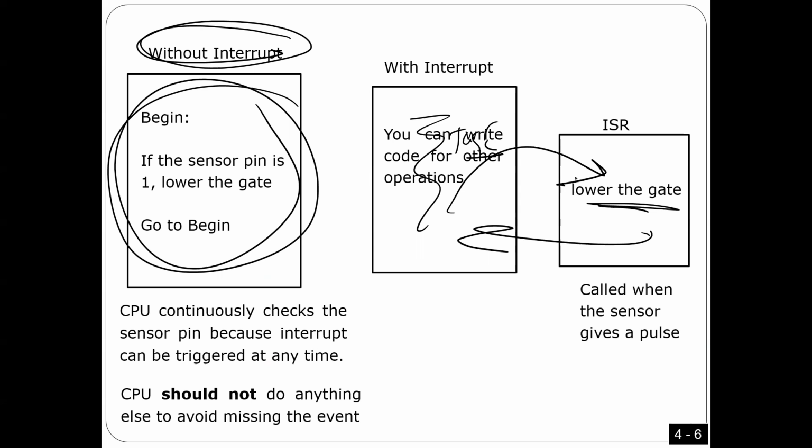the hardware is going to trigger an interrupt, and the CPU is going to leave this task and go execute this one, saving the CPU the time of checking for the event.